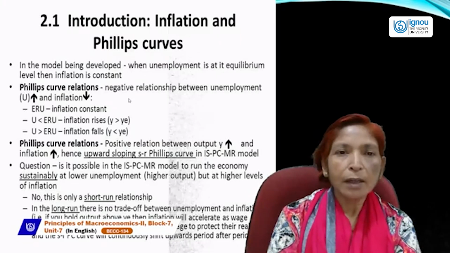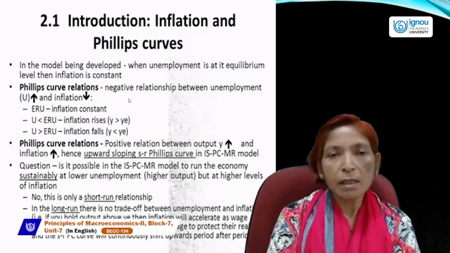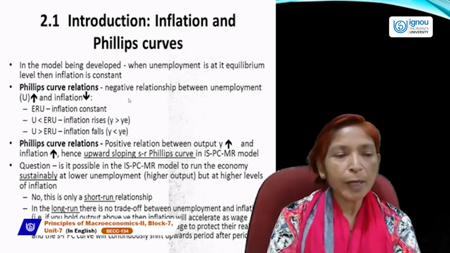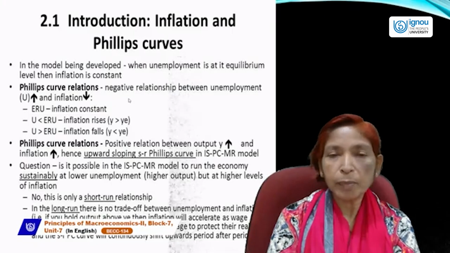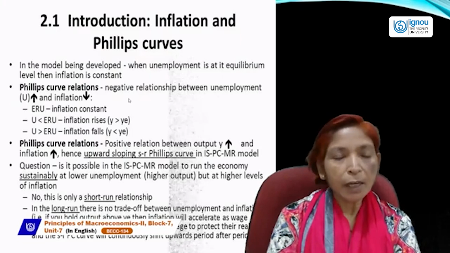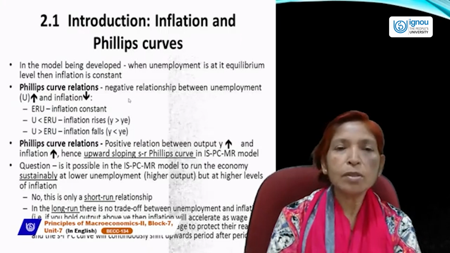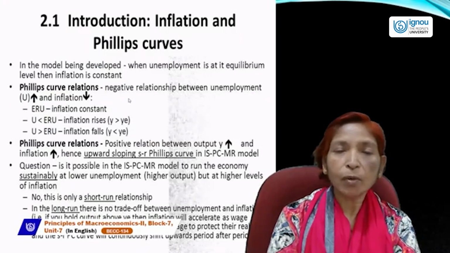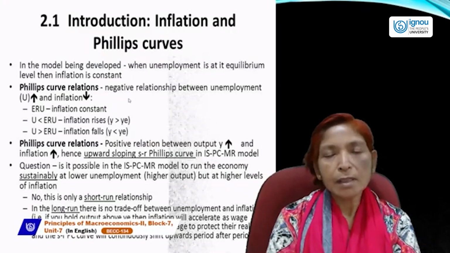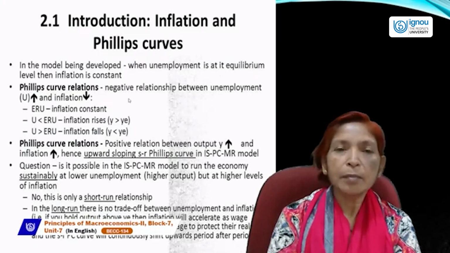Phillips said that if inflation increases, what is inflation? Inflation means the continuous or persistent rise in the price level. If the price level increases for a long time period, that is called inflation. And according to Phillips, if inflation increases, producers will be encouraged to produce more goods and services, because we know that when price rises, supply rises. When price falls, supply falls. So there is a positive relationship between supply and price.